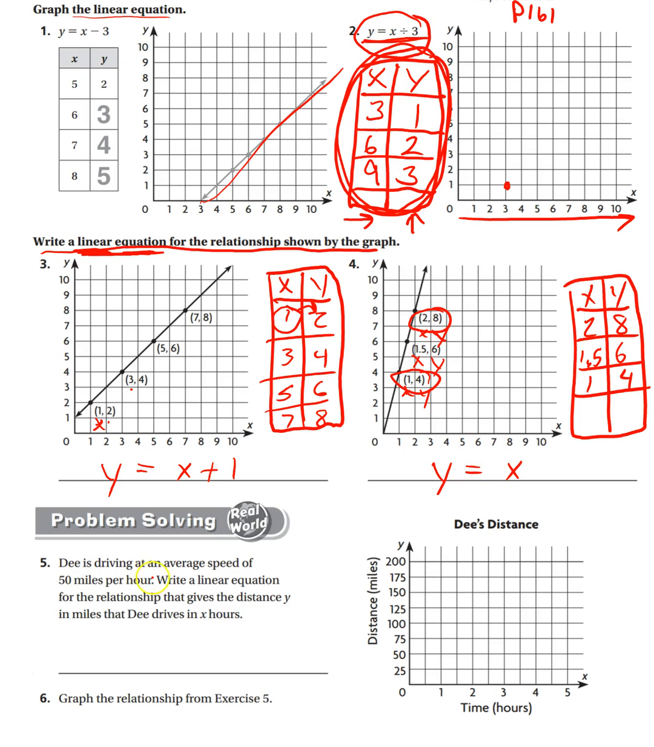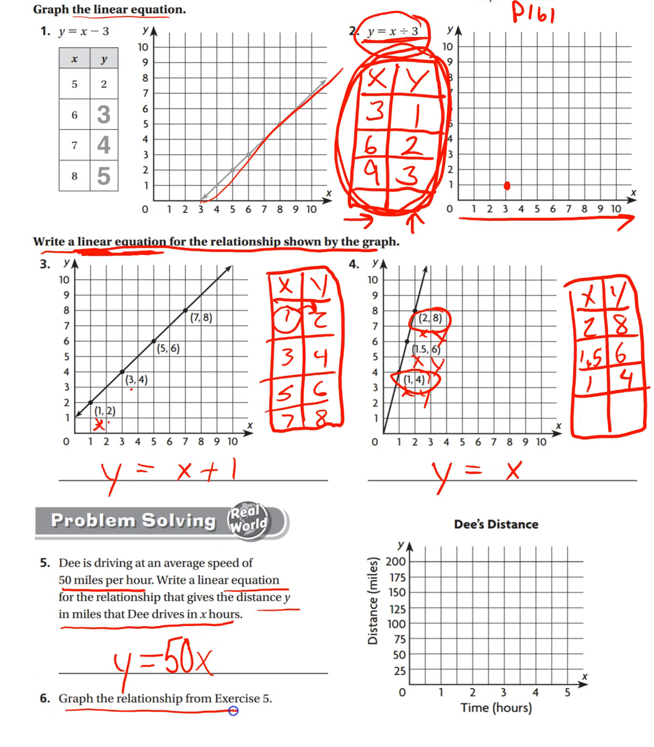All right, number 5. D is driving at an average speed of 50 miles per hour. Write an equation for the relationship that gives the distance y in miles that D drives in x hours. Okay, so y equals, and then what are we doing? We're doing miles per hour. An hour is x. So since it's per hour, I'm multiplying 50 times x, or I can just write it as 50x. So again, I have y on one side, x on the other, and then I just got to figure out what are they doing to x each time.